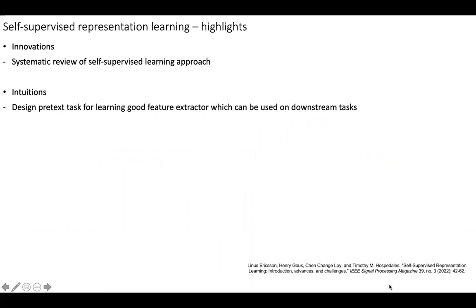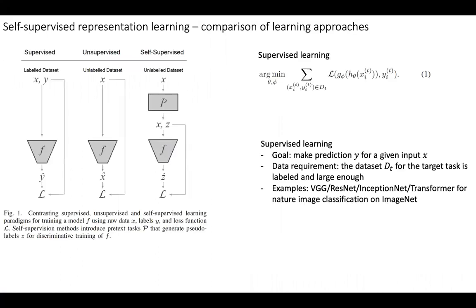I think the biggest contribution of this paper is a very systematic review of self-supervised learning approaches. The intuition behind this approach is that it uses a pretext task for learning a good feature extractor, and this good feature extractor will be used in the downstream task. This paper was published in 2022 in the Signal Processing Magazine from IEEE.